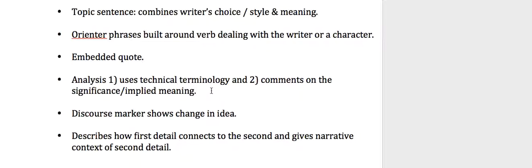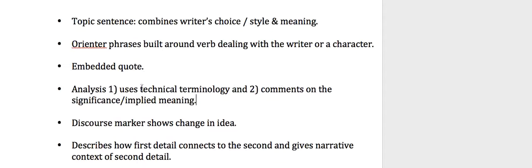Then, after you've embedded the quote, analyze it. Use the technical terminology that's appropriate to that particular quotation, and then comment on the significance and implied meaning of the technical use, of the use of the literary technique or of the meaning of the phrase itself. Then, when you're done with that, you might do that multiple times.